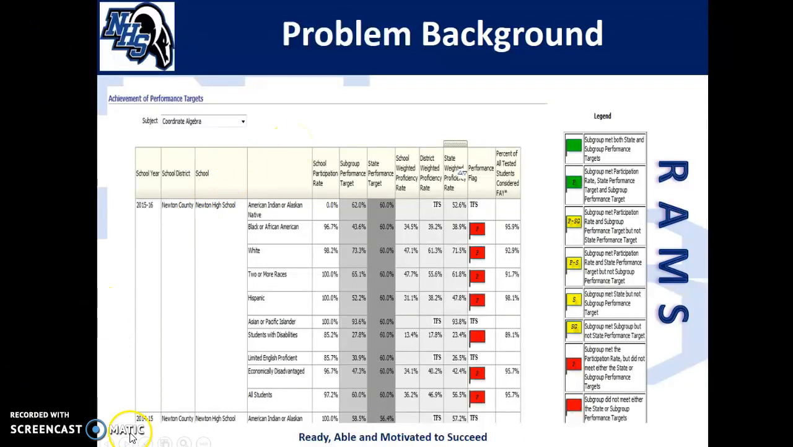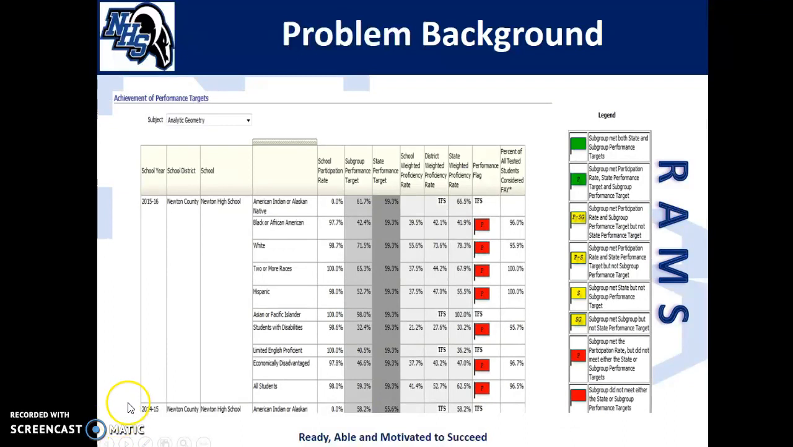This is for 9th grade coordinate algebra for 2015 and 2016. If I change the slide and then go to our analytic geometry scores, you will see that we have the same issue. In geometry for 2015-2016, our subgroups once again met the participation rate, but they did not meet either the state or subgroup performance targets.